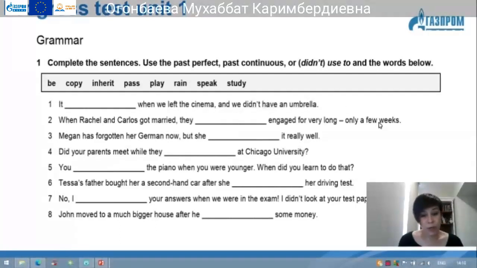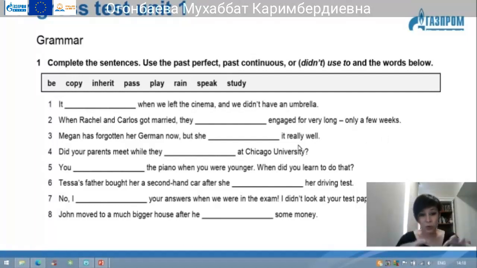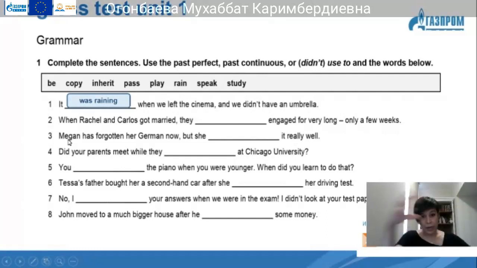So first we left the cinema, and at the same time it was raining. It rained at the same time. So 2 actions. All right. If it had been raining, then I think the past simple is the wrong tense here. It should be was raining. It was raining, so it was raining when, yes, Soban, now it's perfect.